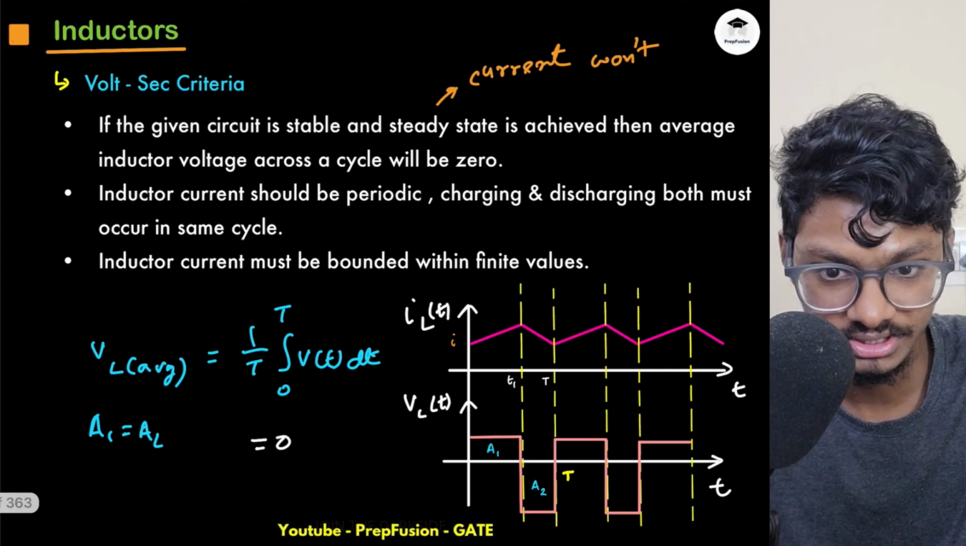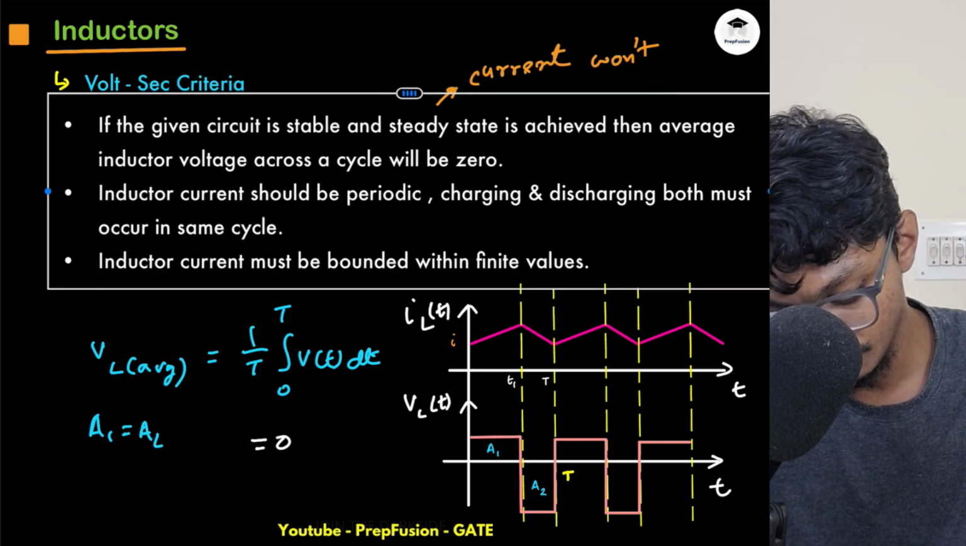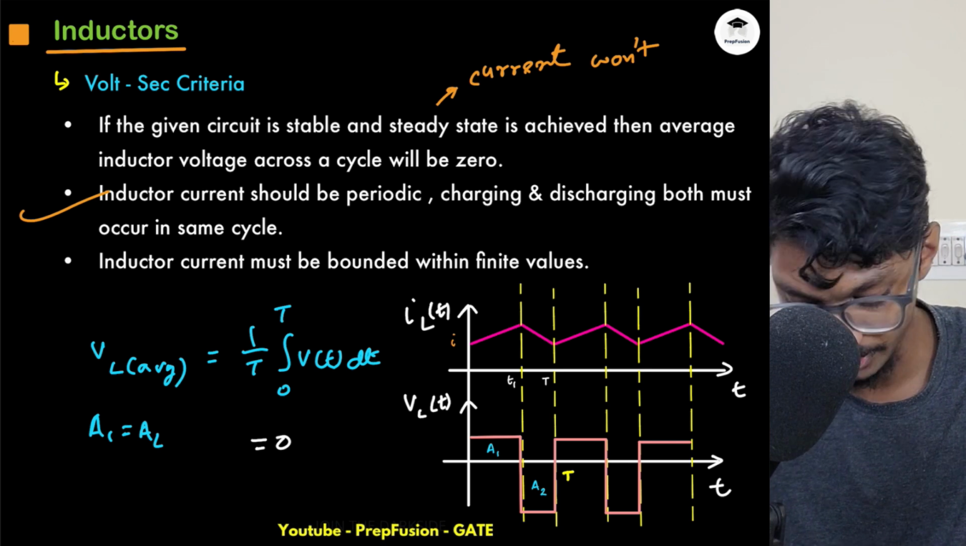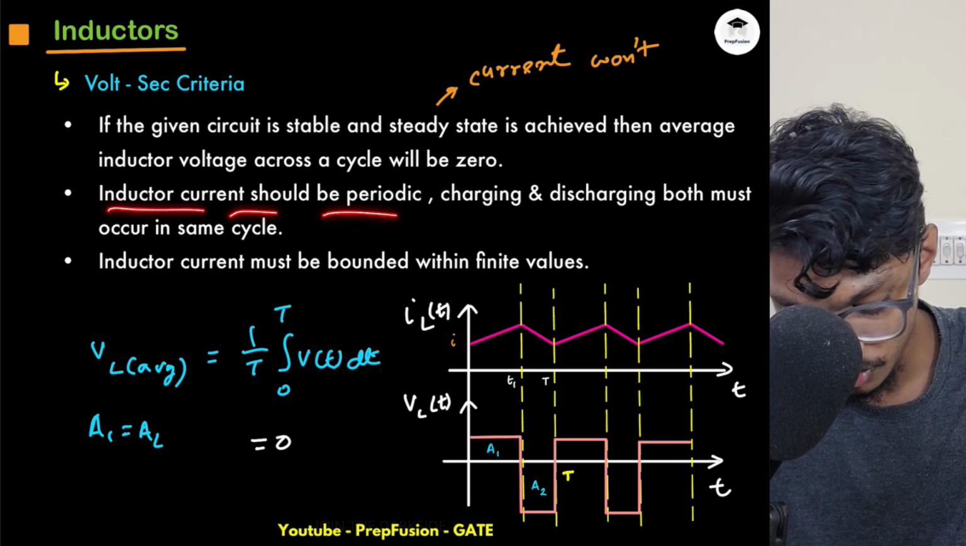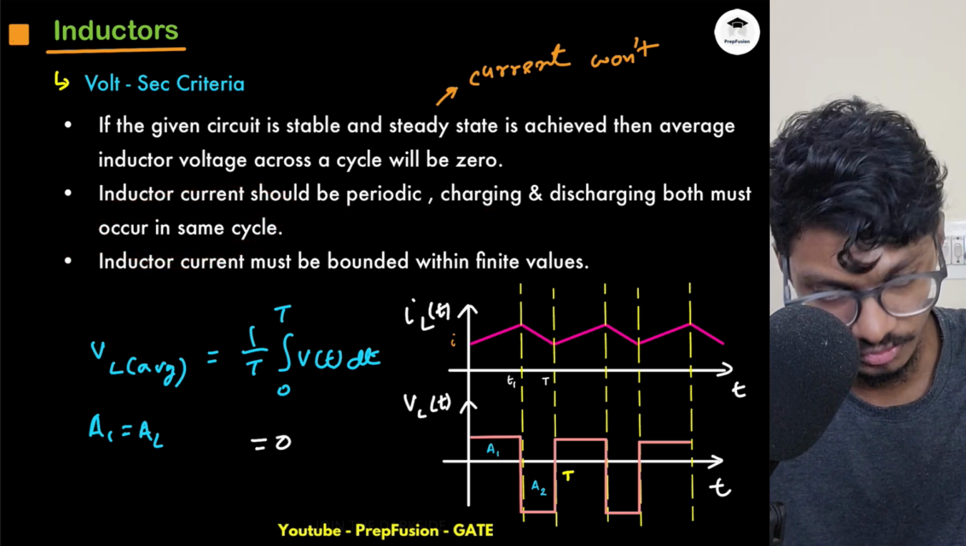So this is the voltage second criteria. Basically, inductor current should be periodic. These are the conditions for it to be satisfied. Here, inductor current should be periodic. Charging and discharging both must occur in the same cycle. These are the conditions that need to be satisfied, right?